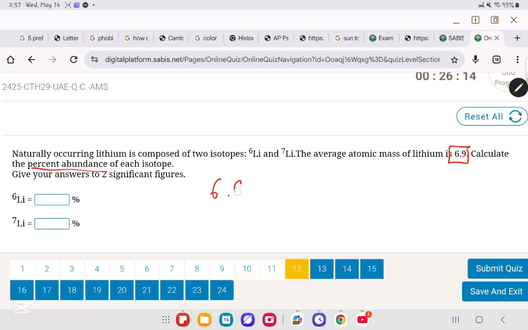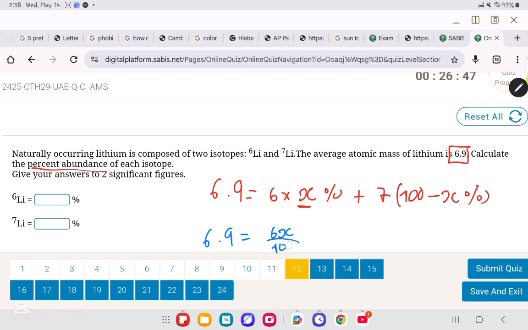That the average atomic mass, which is 6.9, is equal to 6 multiplied by the abundance, so 6 times X percent, plus 7 times what? Remember that the percentages are going to equal 100 if you add them. So 7 times (100 minus X) percent. You can easily change the percentage to over 100. So 6.9 is equal to 6x over 100 plus (700 minus 7x) over 100.